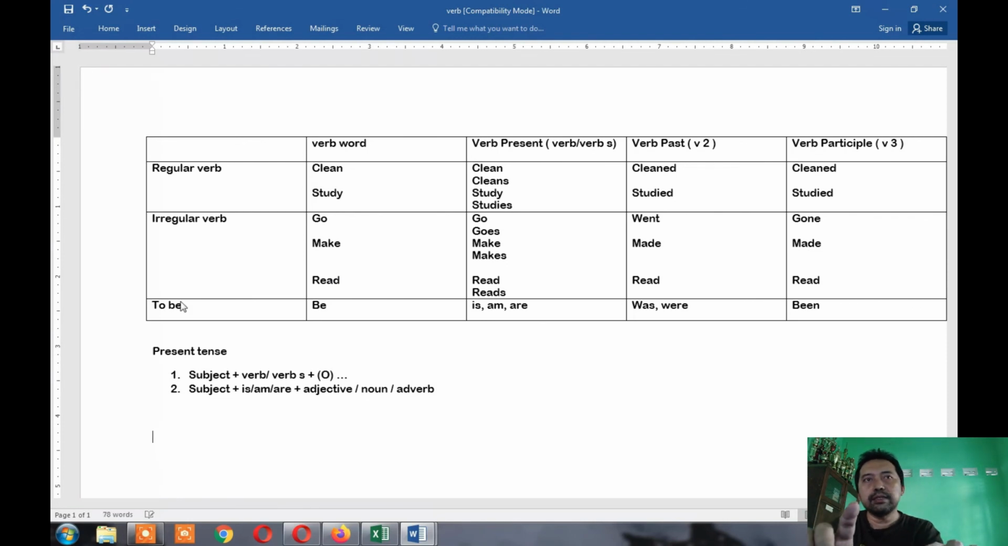Now let's try some sentences with the subject. For example, the man works in the garden.